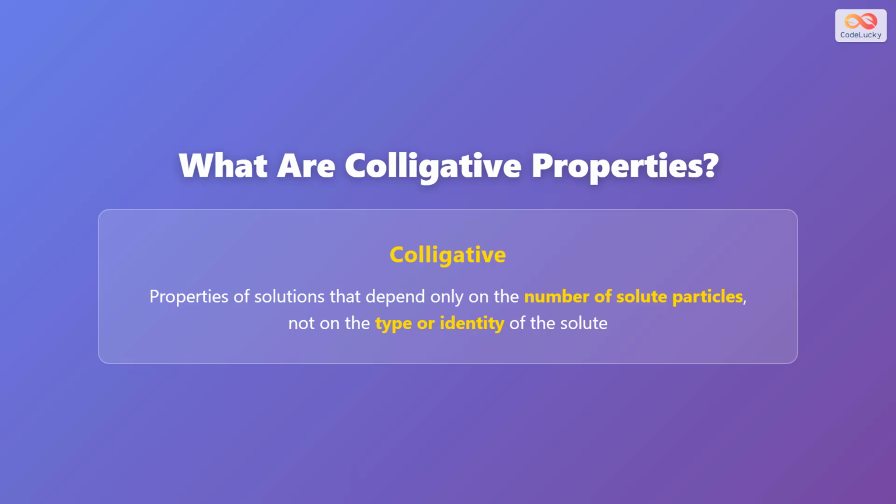Let's define what we mean by colligative properties. The term colligative comes from the Latin word meaning collective. These are properties of solutions that depend only on the number of solute particles dissolved in the solvent, not on the type or identity of those particles. In other words, if you dissolve 1 mole of any substance in water, the effect on colligative properties will be the same regardless of whether that substance is sugar, salt, or any other compound. The key factor is the particle count, not the chemical nature of the particles themselves.